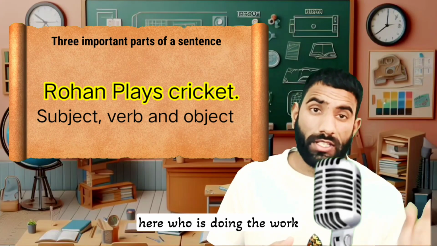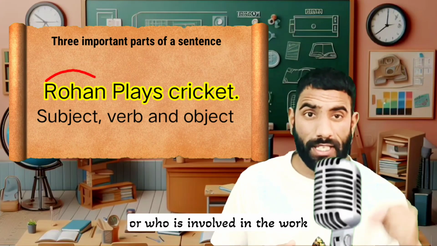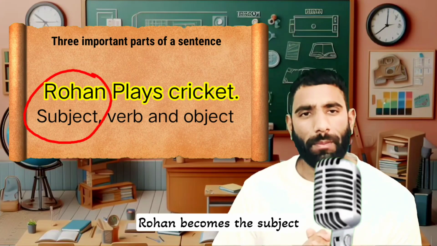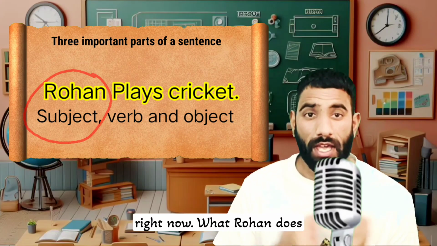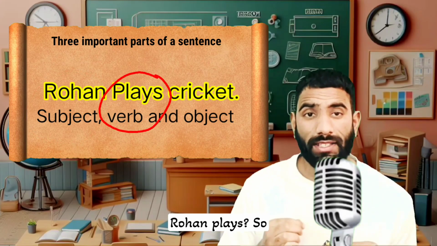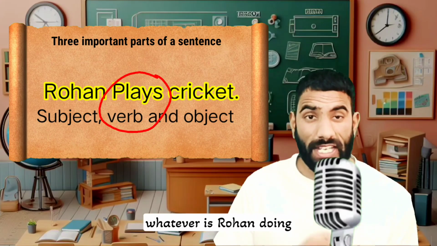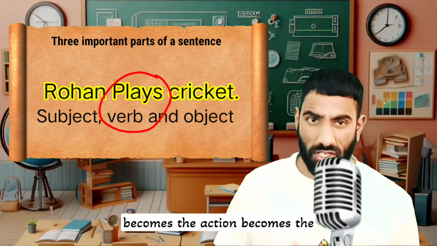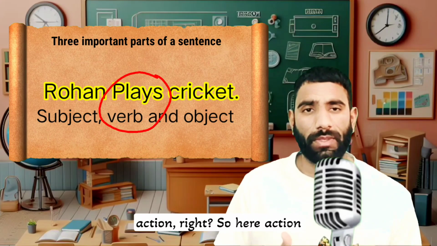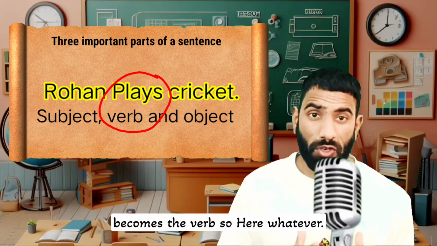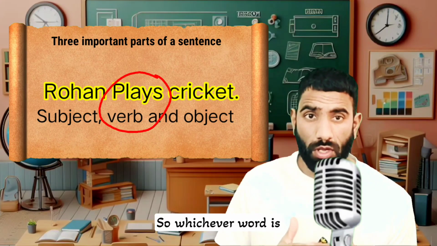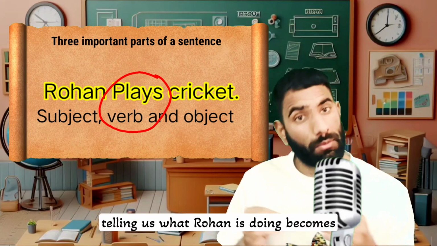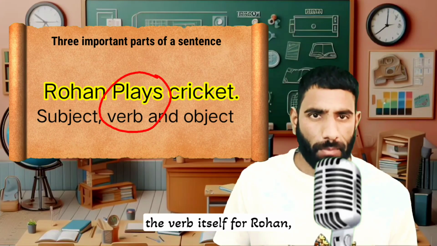So here, who is doing the work, or who is involved in the work? Rohan is involved in the work. So here, Rohan becomes the subject. Now, what does Rohan do? Rohan plays. So whatever Rohan is doing becomes the action, and the action becomes the verb. Whichever word tells us what Rohan is doing becomes the verb, right?